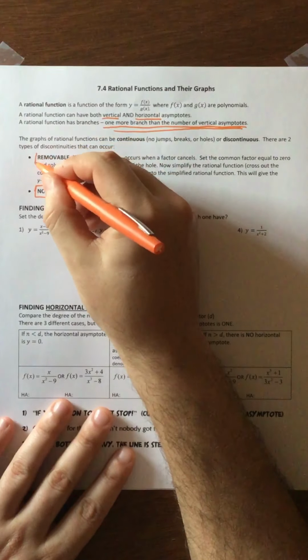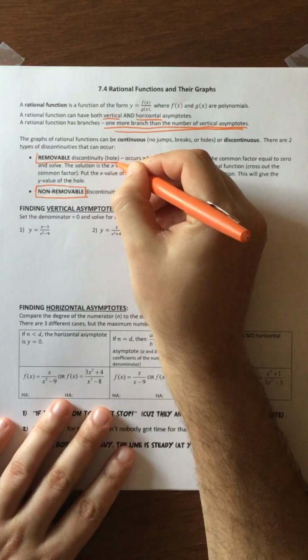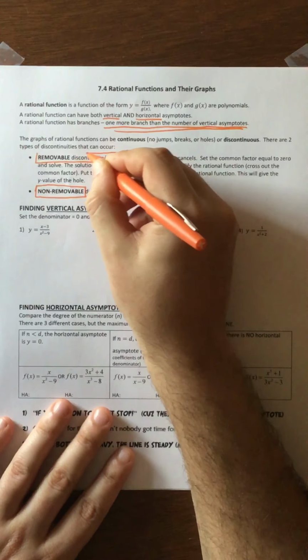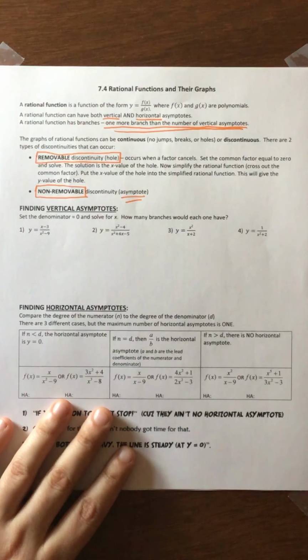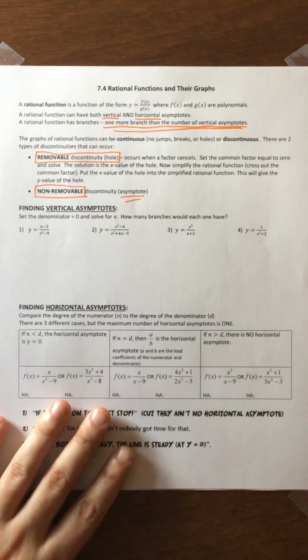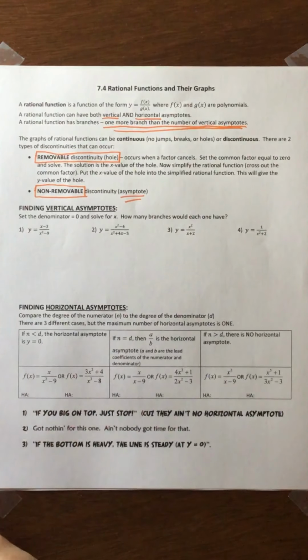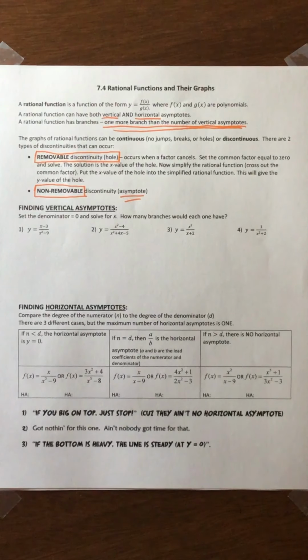Removable discontinuities, which come up a lot in pre-calculus and in calculus, are also called holes. Those occur when a factor cancels. I showed you guys this earlier in the year and said we'll be looking at these later on, but they're something that can be a discontinuity that can be removed from the equation.